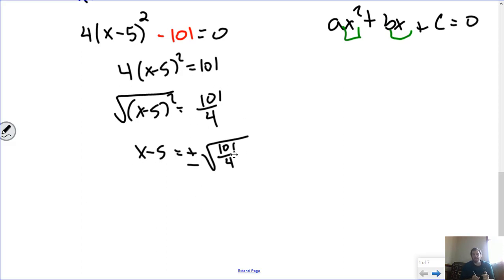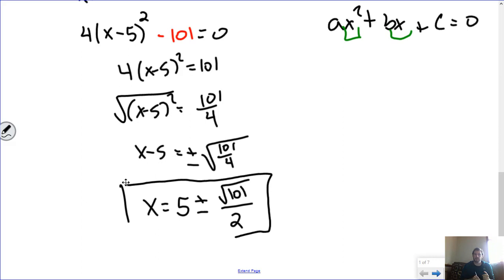Now, finally, I add 5 to both sides, and I get x is equal to, I'm going to put the positive 5 in front of it, plus or minus the square root of 101, and I can do the square root of 4 and get 2. And this would be my answer. This is the most accurate answer I can have.